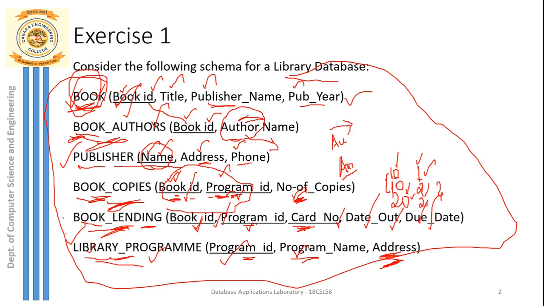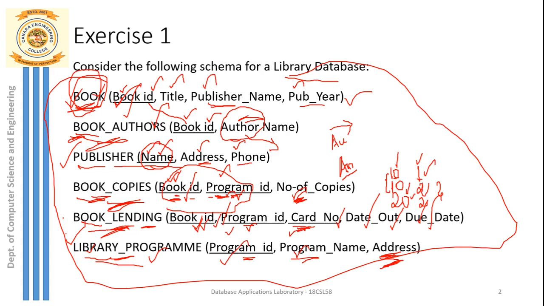Similarly, the next one, book lending. Here in this table we have multiple attributes which act as the primary key: book ID, program ID and card number. What is the meaning of this? A particular book must be issued for a particular card number under a particular library. So the combination of all three acts as the primary key in the book lending table. The combination of all three must be unique in nature.